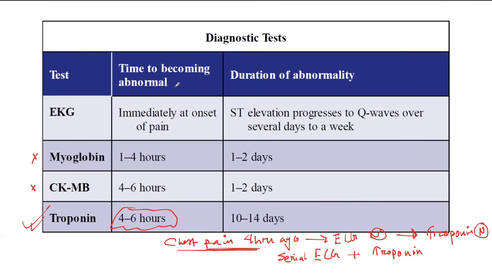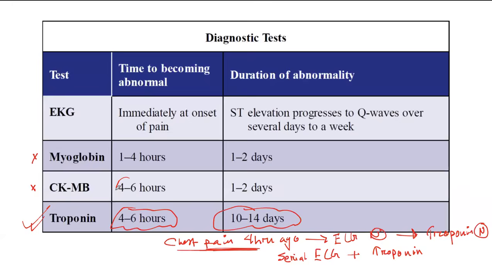Okay, so every couple of hours, you will do ECGs to see if there is any change. Every couple of hours, you take blood and check the troponin, whether it is getting elevated or not. So that is the way to go. Now, once troponin gets elevated or abnormal, it will be abnormal for 10 to 14 days.